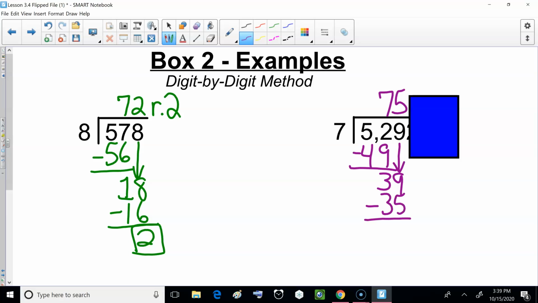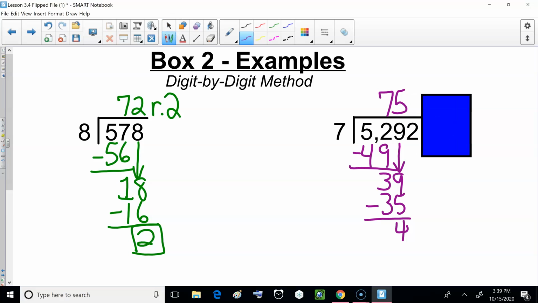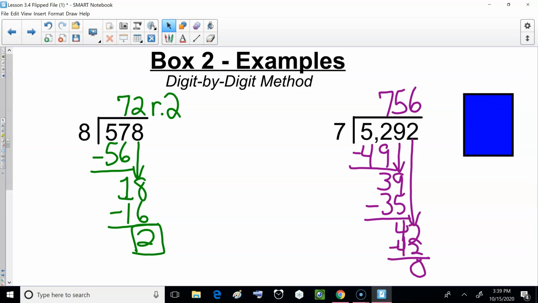35 there. I'm going to subtract. I get 4. 4 is less than 7. So I can now take my card and slide it over and bring the next number down, which is a 2. So now I take my 4 tens I have left, turn them into ones, and I have 42 ones. 7 can go into 42. Let's see, 7 times 5 is 35. 7 times 6 is 42. Wait, 42, perfect. 7 times 6 is 42. When I subtract, I have nothing left, so I don't have any remainder. I don't have to put remainder 0 because remainder 0 means I don't have to do anything.